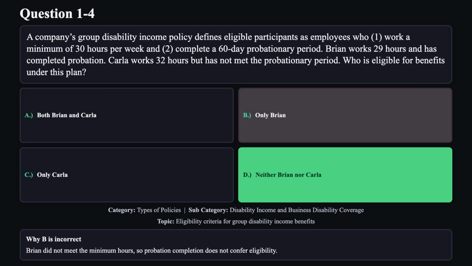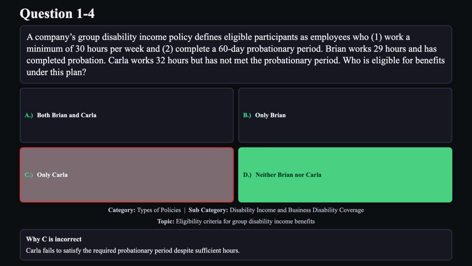Reason B is not correct. Brian did not meet the minimum hours, so probation completion does not confer eligibility. Reason C is not correct. Carla fails to satisfy the required probationary period despite sufficient hours.